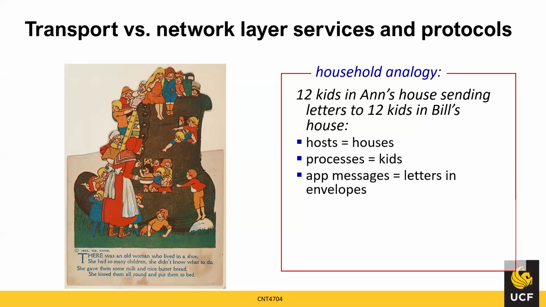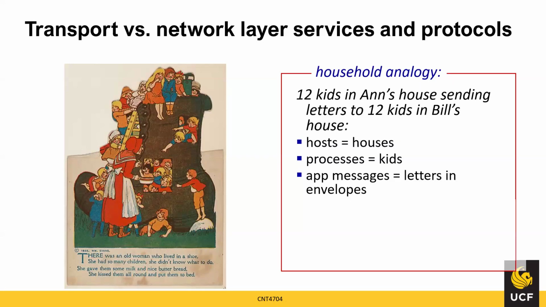In this analogy, the houses represent the hosts, so these are the computers in essence. The kids that are communicating with each other are the processes, the apps running on the host. The letters in the envelopes are the application messages being sent. The network layer is responsible for delivering envelopes from one house to another. But the transport layer is responsible for making sure that the kid gets the right letter from the right sender. This is how the two layers work.